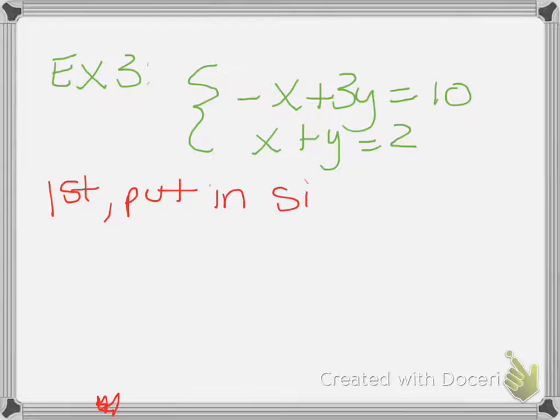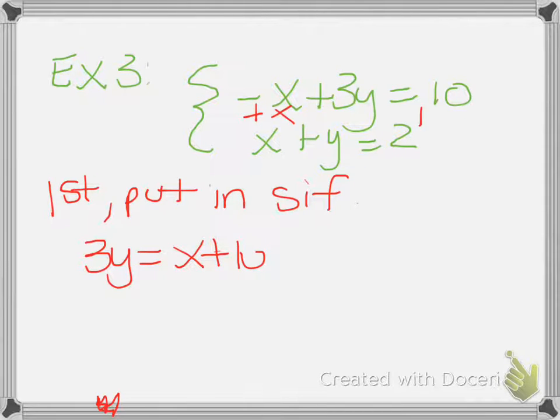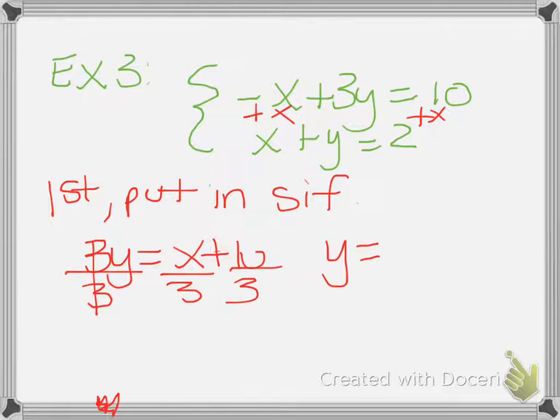in slope-intercept form. On that first one, I'm going to move the x over to the right side. So I'm going to write 3y equals positive x plus 10. All I did was add x to both sides right there. Okay, and now I want to divide everything by 3. So this equation becomes y equals, and x over 3 is the same thing as 1/3 x, and 10 over 3 is the same as 3 1/3. I'm going to change it like that so it's easier to graph.